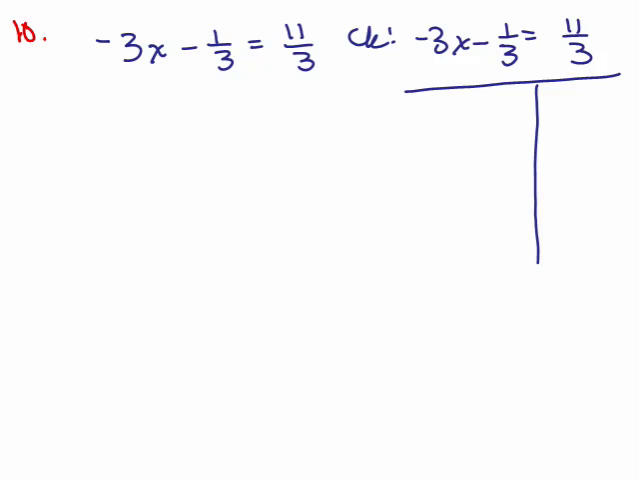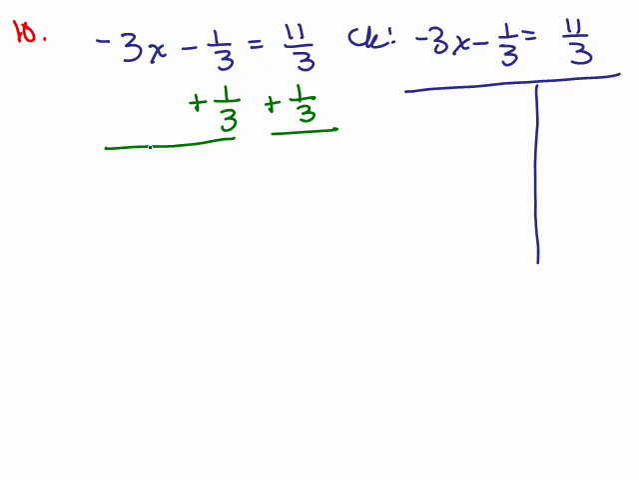Number 10, we have negative 3x minus 1/3 equals 11/3. You could use the method of multiplying both sides by 3 to eliminate fractions. So that's one method. But in this case, I kind of look ahead and notice if I just add 1/3 to both sides, I won't even have any fractions anyway. So I'm going to go ahead and do that. Just realize there's more than one way, and usually many ways, to solve any given equation.